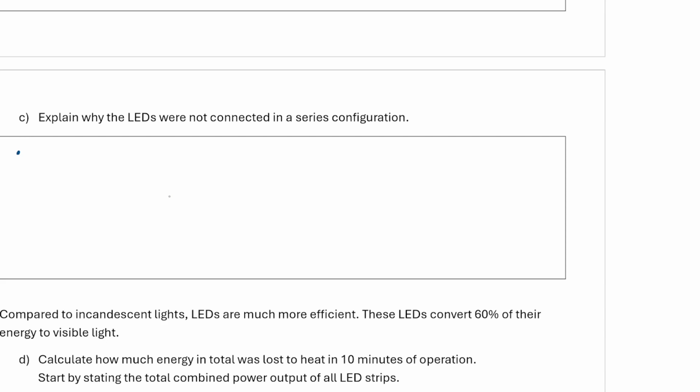So we could say in a series circuit, the voltage splits across components, which may not be desirable, right? We don't really know the specifications of these LEDs, but if they needed 5 volts to work and we connected them in series, well, then they wouldn't work.